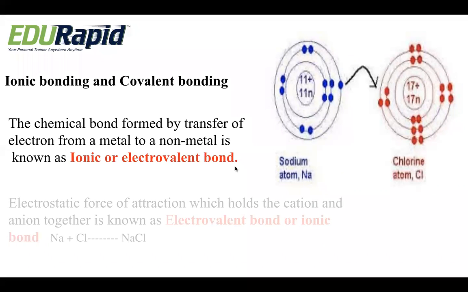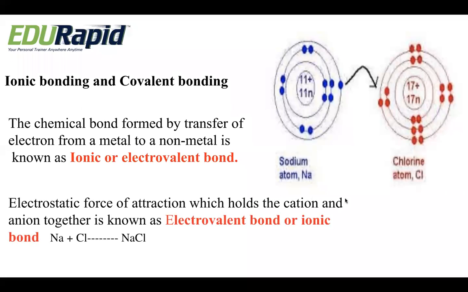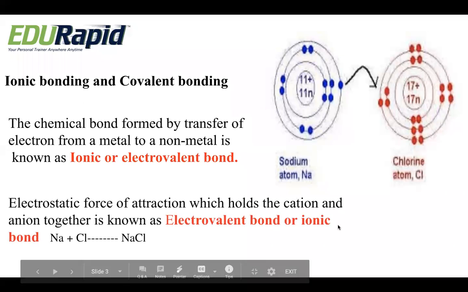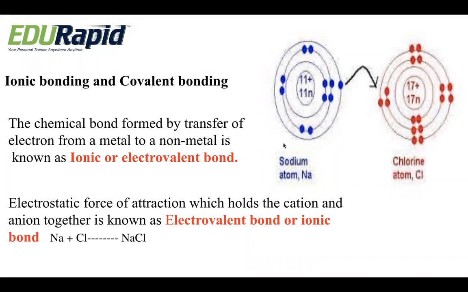In another way, we have another definition for the ionic bond. It is the electrostatic force of attraction which holds the cation and anion together, known as an electrovalent bond or an ionic bond. Whenever the two atoms are held together, they are held together by a force called the electrostatic force. Since they are transferring the electrons completely, there is a force between them that is called the electrostatic force. This electrostatic force of attraction between a cation and an anion is known as an ionic bond.